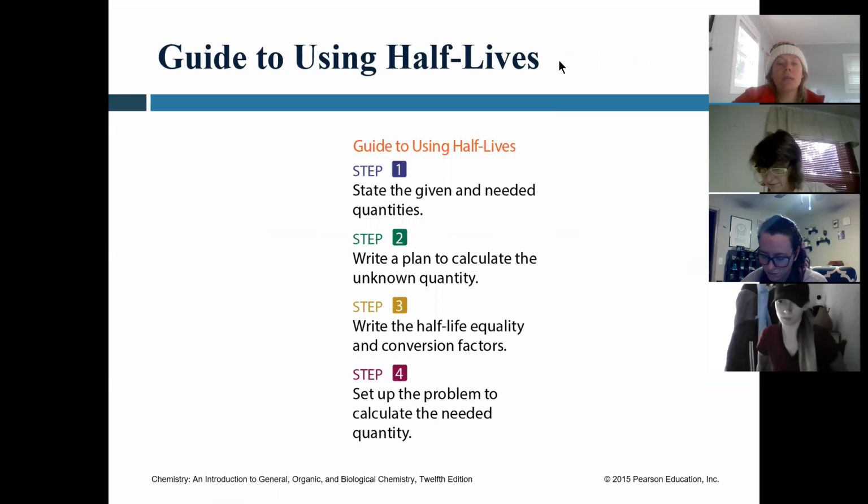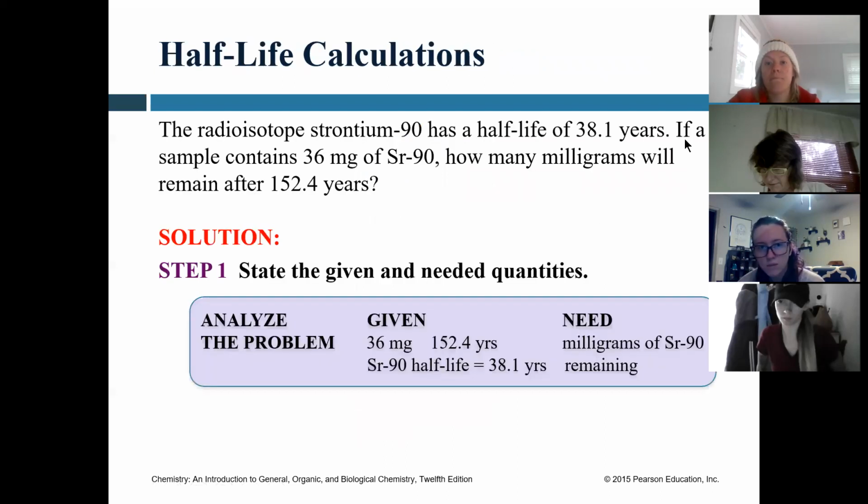So how do we use half-lives? State the given and the needed quantities, always start with that. Write a plan to calculate your unknown quantity, write the half-life equalities and conversion factors, set up the problem and calculate the quantity. There are specific half-life equations. Anyone who has taken a geology class or certain levels of math will learn these equations. I'm not going to have you do the equations. We're going to keep it pretty basic for this.